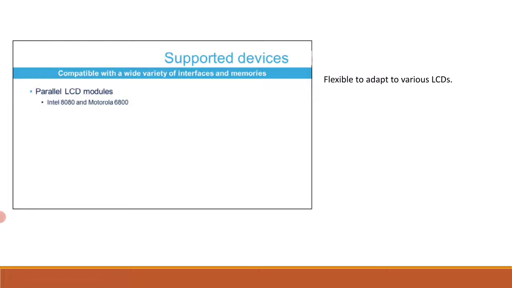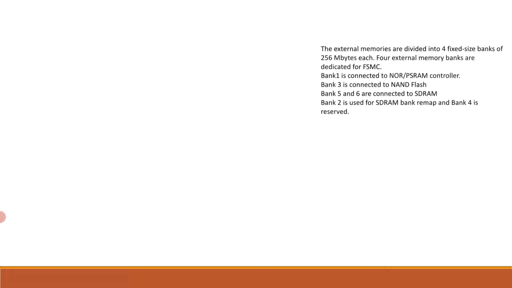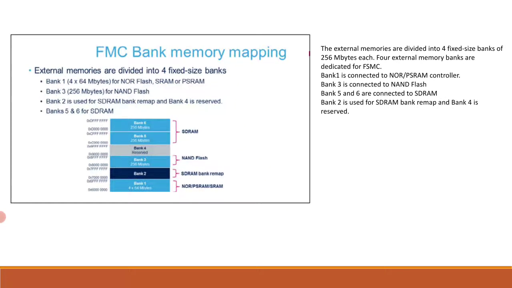Let's have a quick look at FMC bank memory mapping. The external memories are divided into 4 fixed banks of 256 megabytes each. 4 external memory banks are dedicated for FMC. Bank 1 is connected to the NOR or PSRAM controller. Bank 2 is used for SDRAM bank remap, and Bank 3 is connected to NAND flash. Bank 4 is reserved, and Bank 5 and Bank 6 are connected to SDRAM.